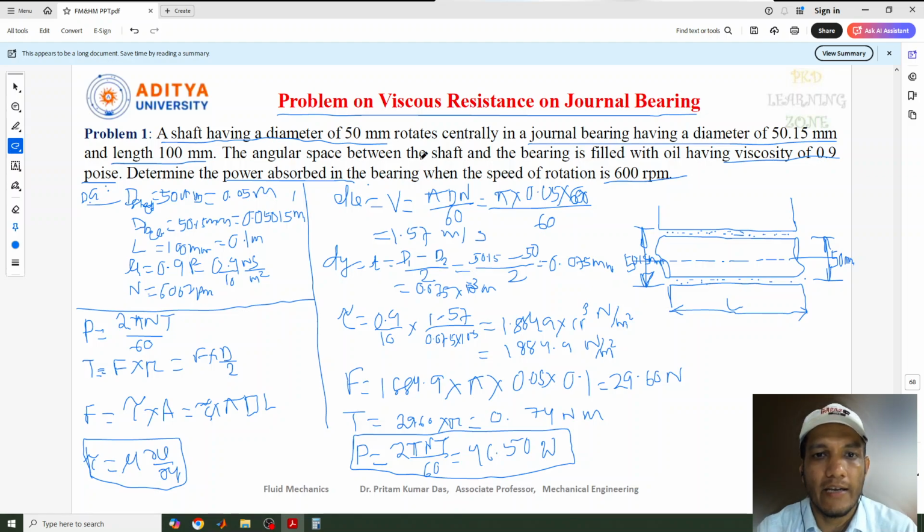I hope you understand how to solve this problem. The data given, you can easily identify. Only a few things we need to remember: the power absorbed formula, how to calculate the torque, the shear force, and Newton's law of viscosity formula. The remaining is all very simple.